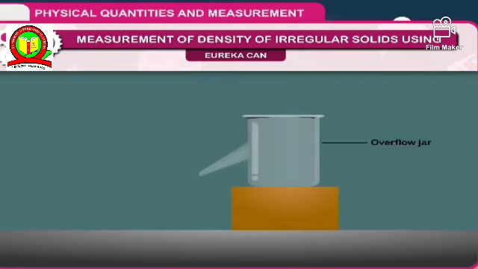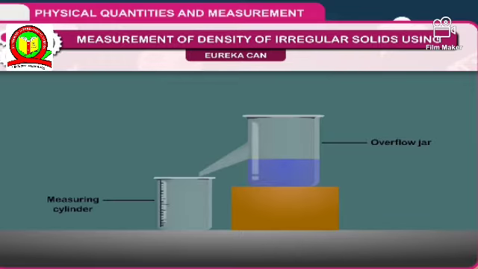Take an overflow jar made of metal or glass with an overflow outlet as shown in the figure. Pour water into the jar till it just overflows. Place a measuring cylinder just under the spout of the overflow jar. Now, tie the solid to a thread and immerse it completely into the water of the overflow jar.